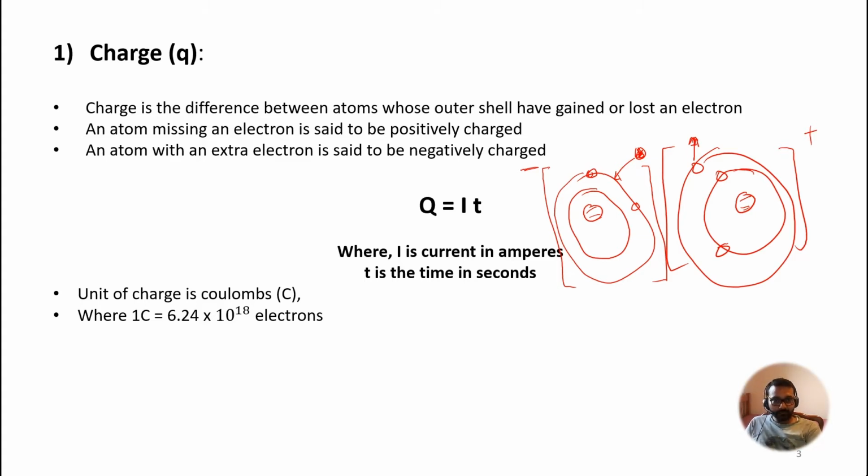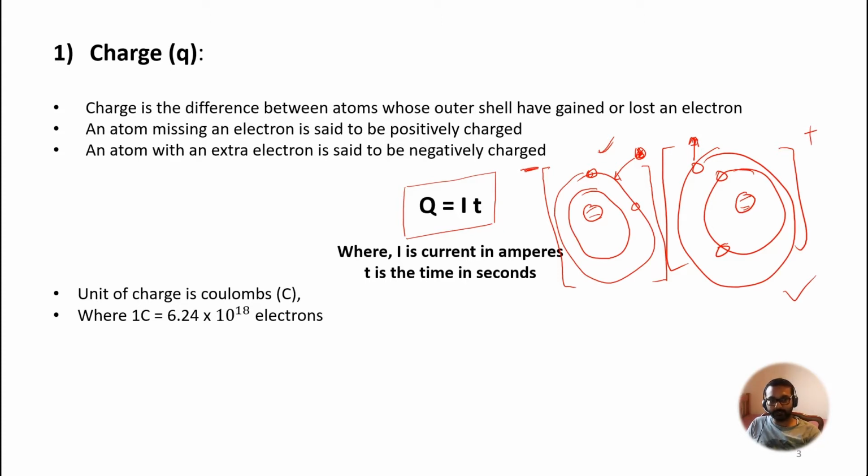Now an atom missing an electron is said to be positively charged, and an atom with an extra electron, something like in this case, is said to be negatively charged, right? So this would overall develop a negative charge. Now the charge Q is given by this equation here. Q is equal to the current I multiplied by time t.